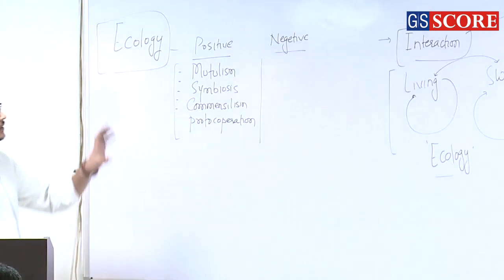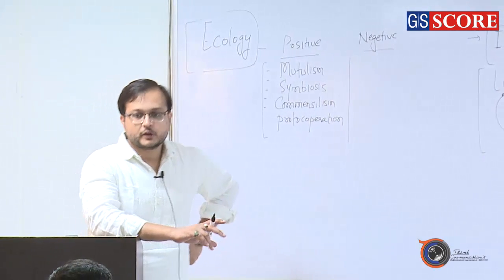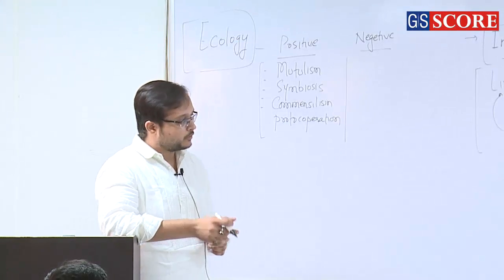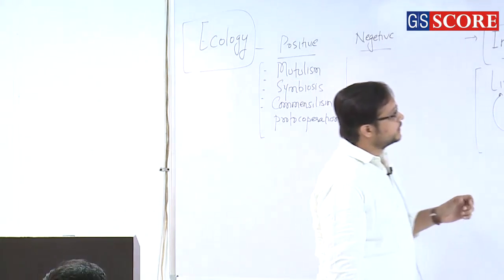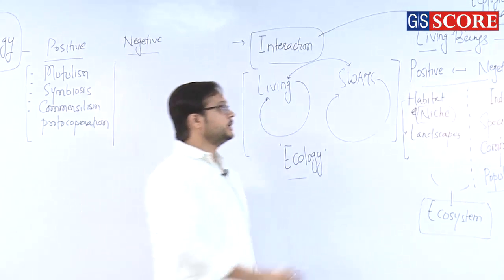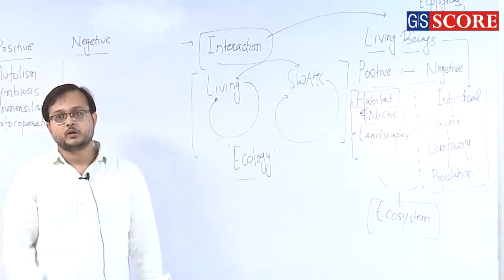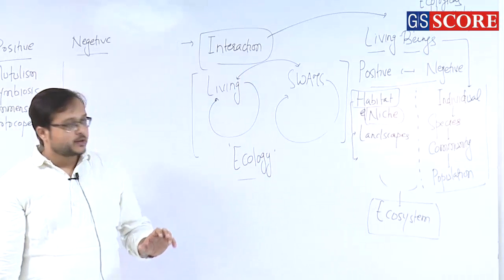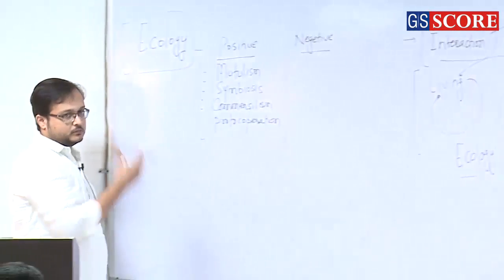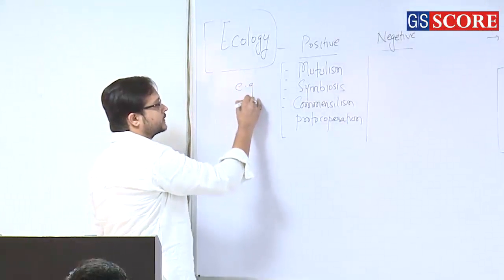Now these look like the theoretical aspect of this topic. Of course they are theoretical, but the objectivity of this topic is high. Every now and then, say in 2015 itself, we see a definition being asked over niche. In the earlier year, the definition of habitat was asked. So this creates objectivity in this topic also. Then these types of interactions are simple, not very lengthy, but the examples of these interactions matter.